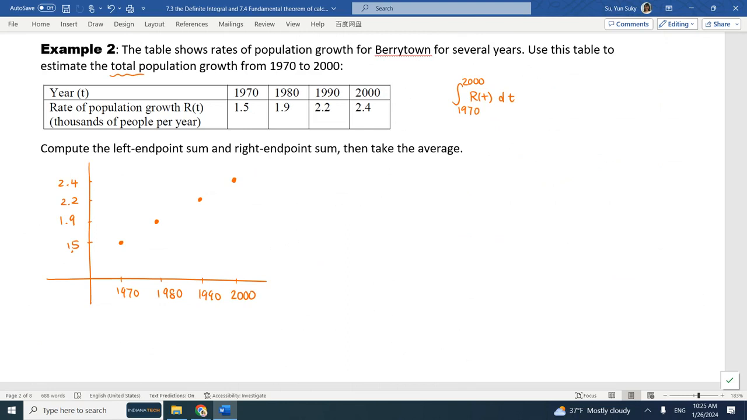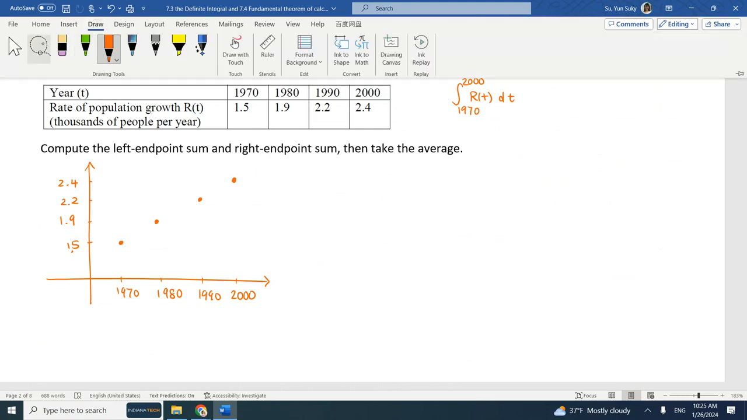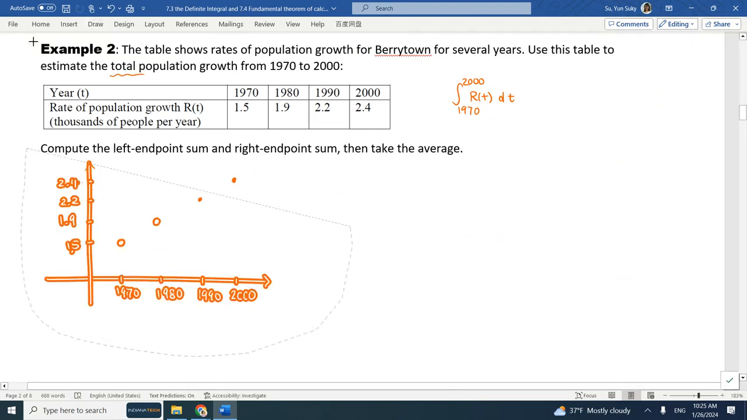So the table just gives us 4 dots on the XY plane. Yes, everybody? We want to do the left endpoint Riemann sum and the right endpoint Riemann sum. Let's do the left endpoint Riemann sum. Do you mind that I copy this picture? Because then I don't need to draw it again.